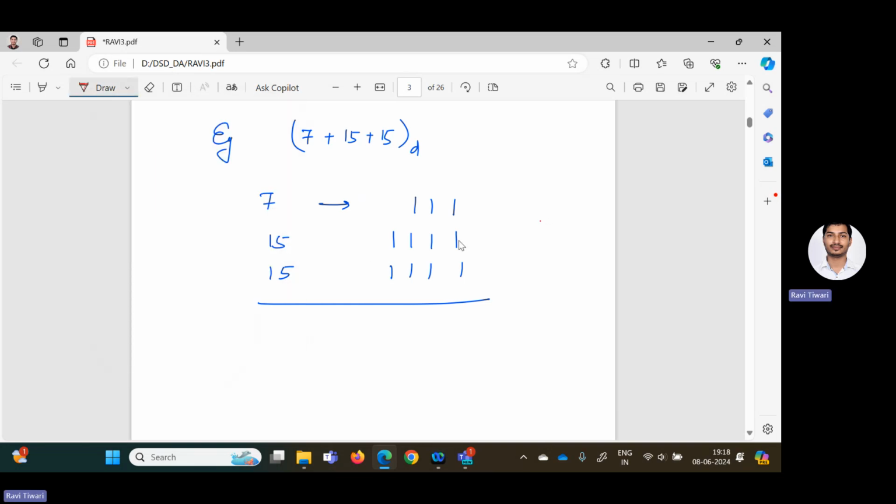So 1 plus 1 plus 1. The actual answer is 3. 3 we are representing as 1, 1. That means sum is 1 and carry is 1. Correct? Now if you add 1 plus 1 plus 1 plus 1, that is actually 4. How can we represent 4? It is 1 double 0, right? So this is the sum and these are the carry. So here we are writing the sum and this is the carry. 1 0 is the carry, right?